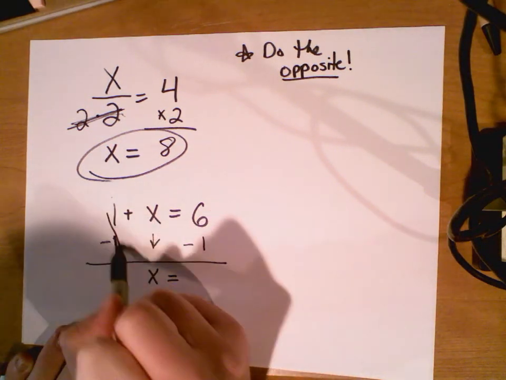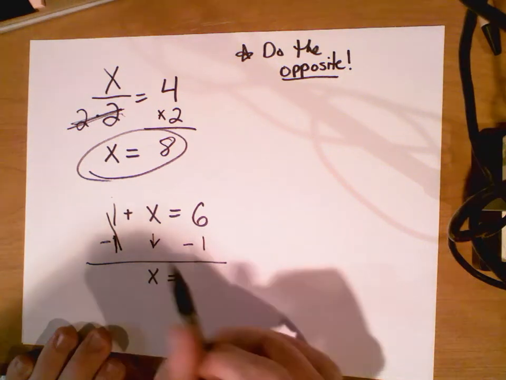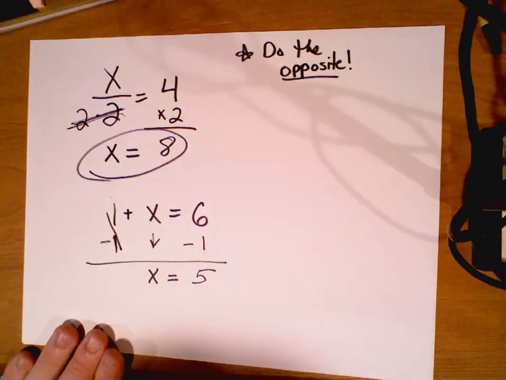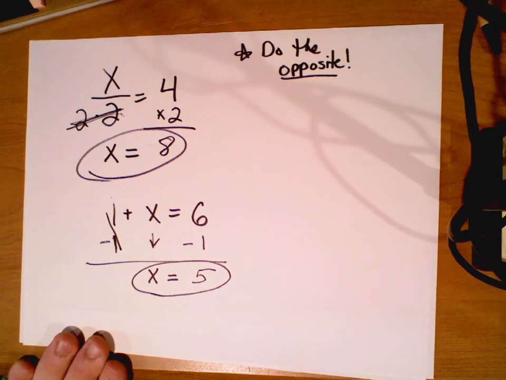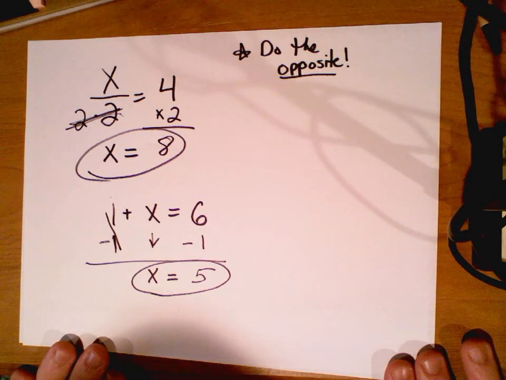So I'm going to cross these out. 6 minus 1 is 5. X equals 5. All right, let's do another example.